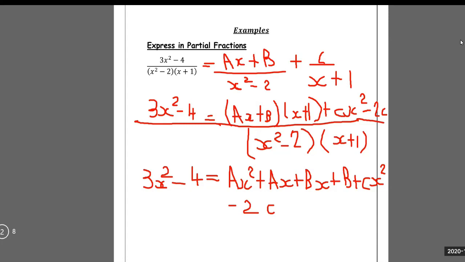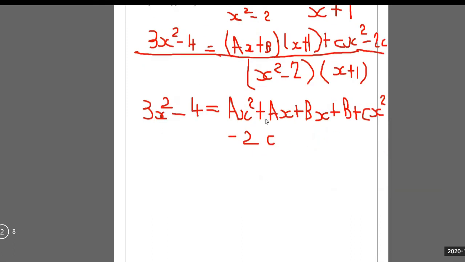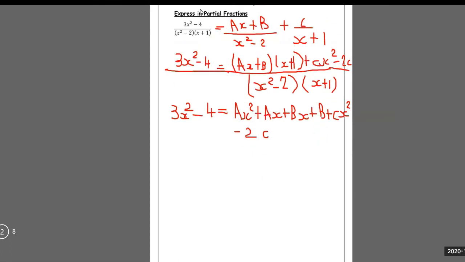Now, in order for the left-hand side to be equal to the right-hand side, what we can do is equate the coefficients. We're going to equate the coefficients of x squared, of x, and of the constant. The coefficient of x squared is 3, and we have ax squared and cx squared. So 3 is equal to a plus c. That's all we're saying.